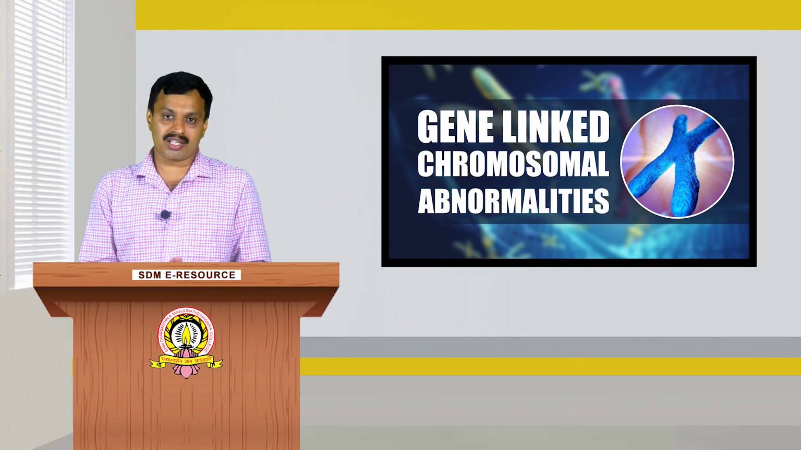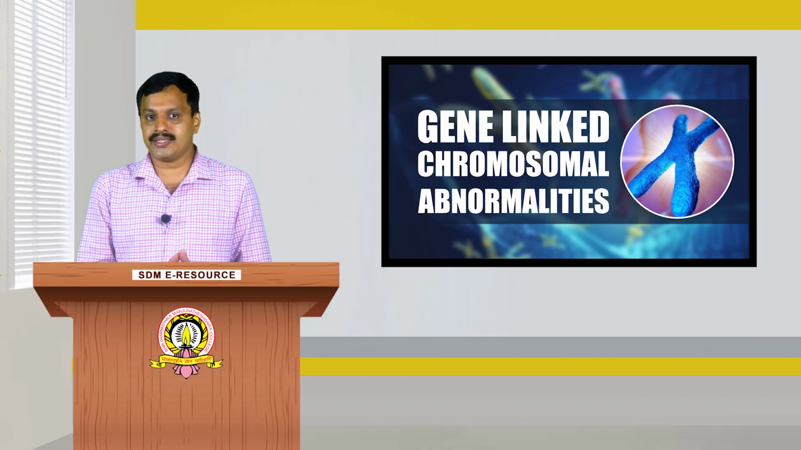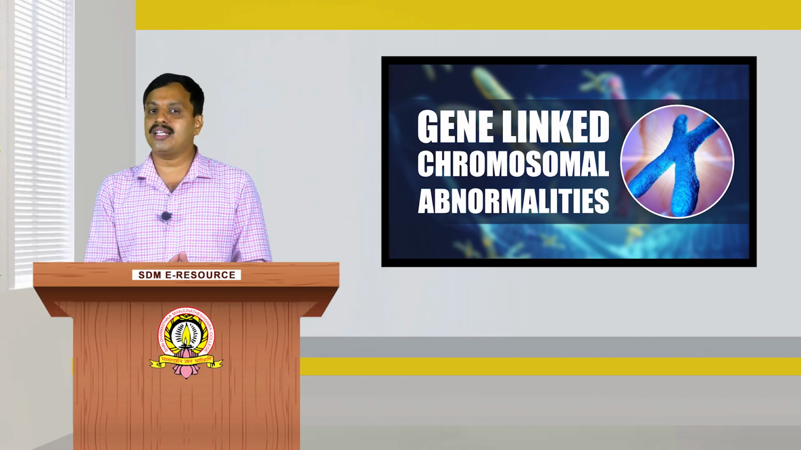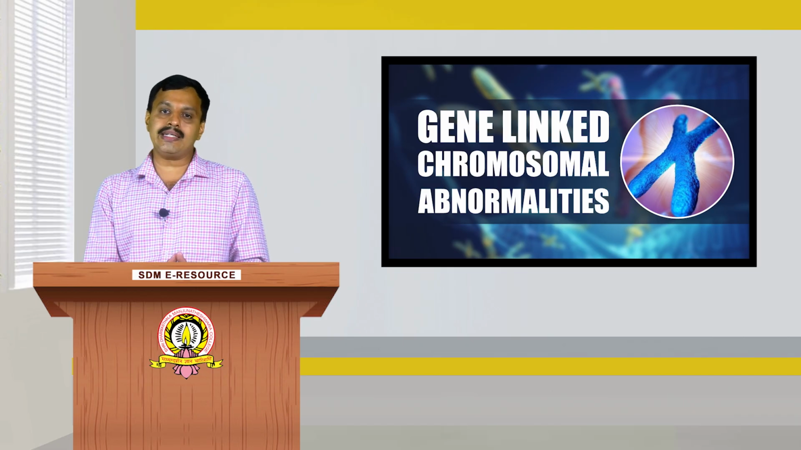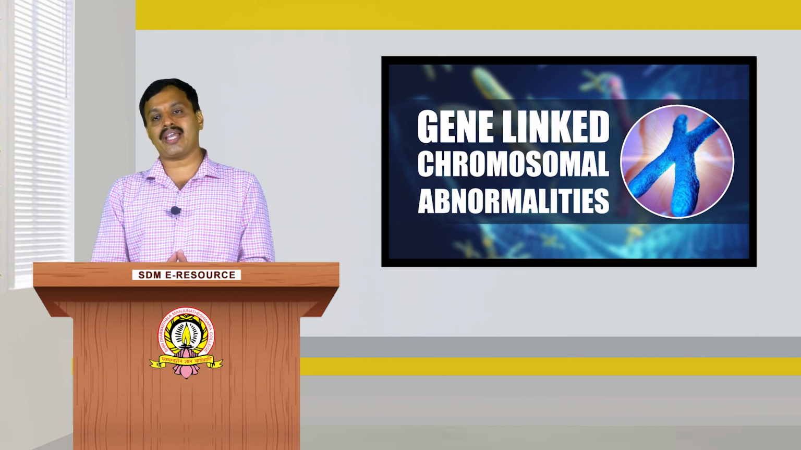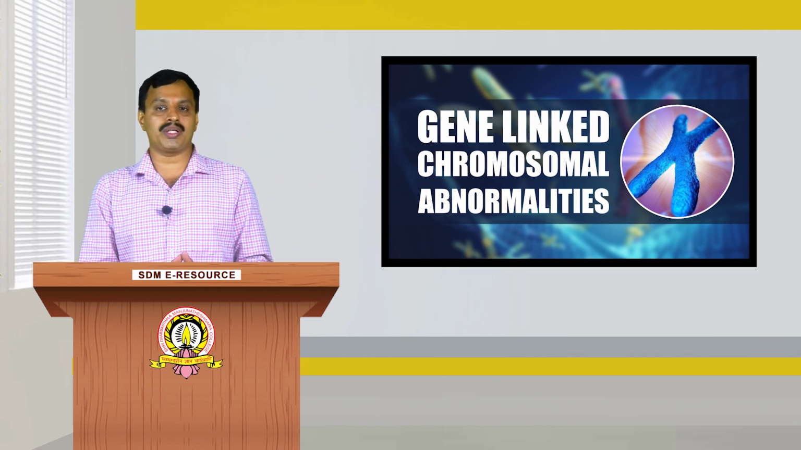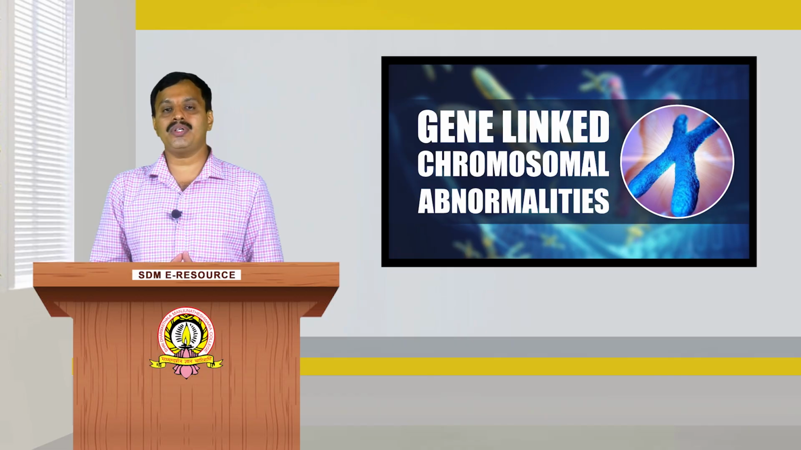Going to the next kind of gene linked abnormality, that is sickle cell anemia. This kind of anemia is an inherited condition which is mainly due to an abnormality in the chromosome or gene structure. Sickle cell anemia is a hemoglobin related blood disorder. The abnormality is in the oxygen carrying protein hemoglobin, which is found in the red blood cells.